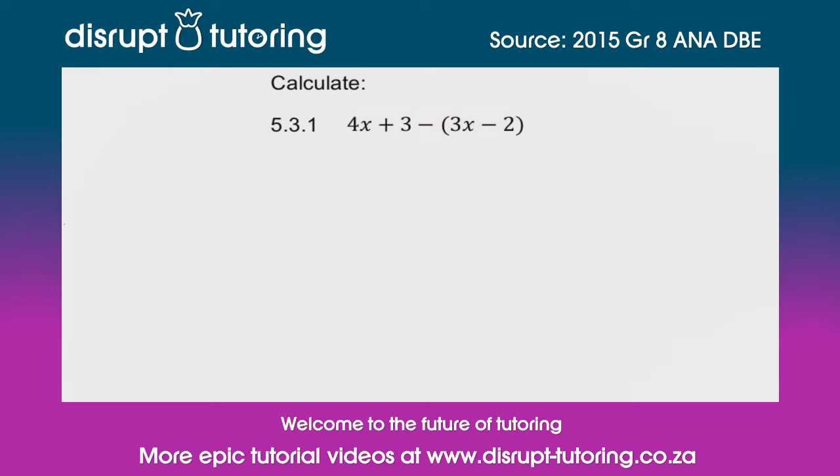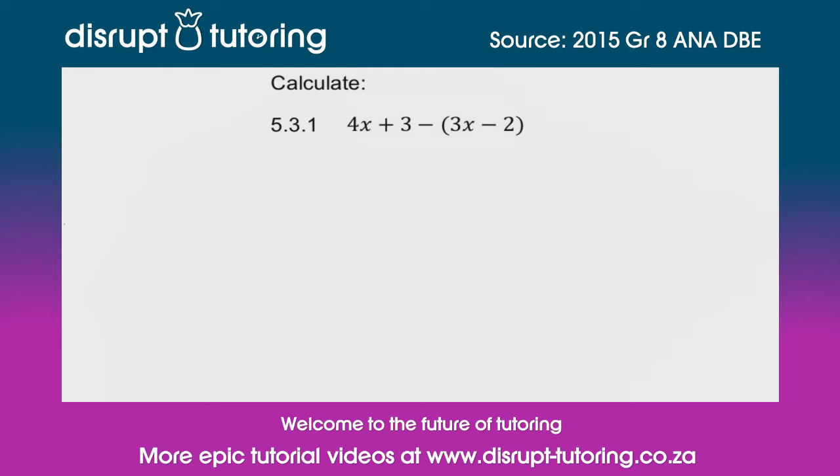And BODMAS always says deal with the brackets first. Now if we look to the brackets, what do we notice about the brackets? We notice that there are two unlike terms inside the brackets. So there's actually nothing we can do, but we still need to try and deal with these brackets first. And how would we do that?